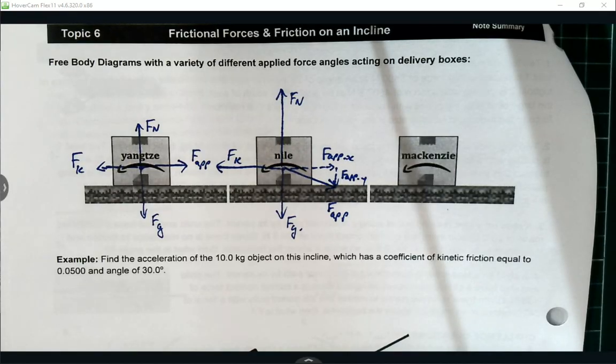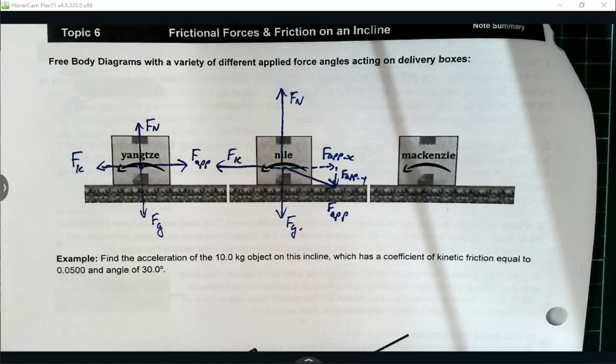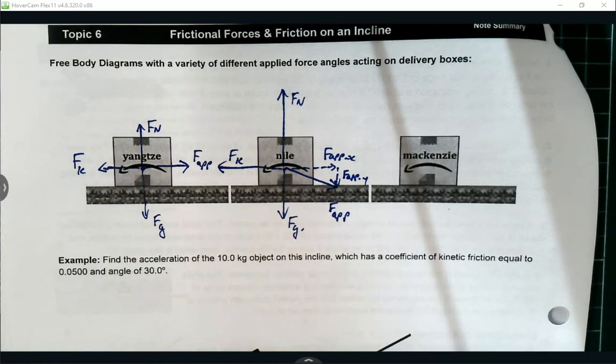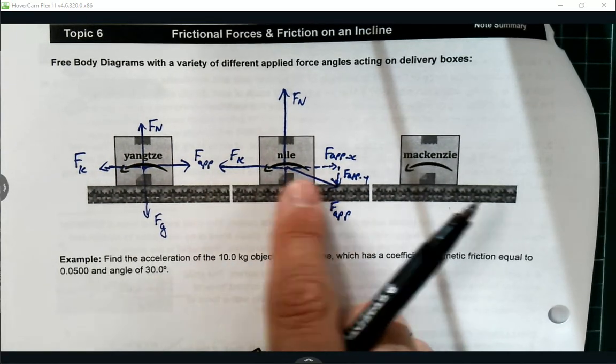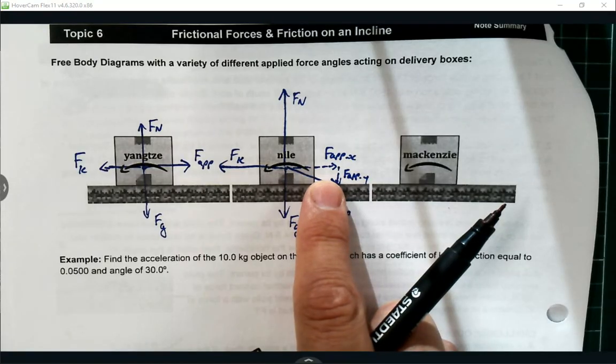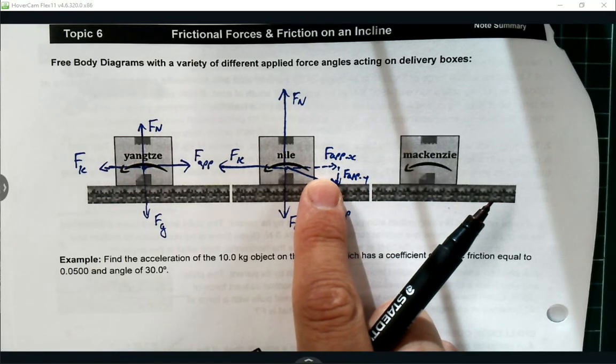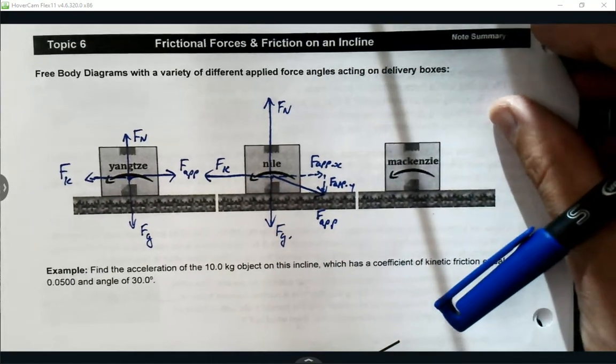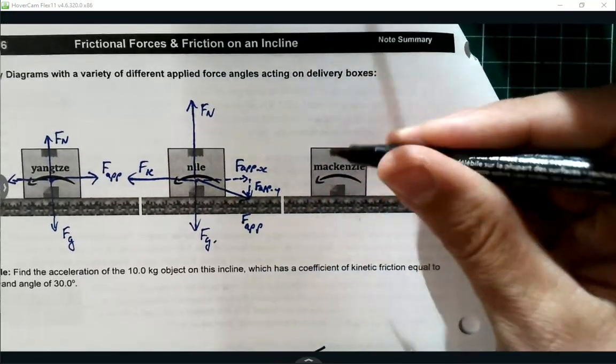Now, mathematically, I would have figured that one out already, because I probably would have called to the right positive, and I would be getting a net force in the X direction that's negative, and there's no way that friction force can drive the system. But we're kind of going through the patterns of thinking. That would be like my final stage of thought. If FK exceeded F applied X, this thing is not moving. Okay?